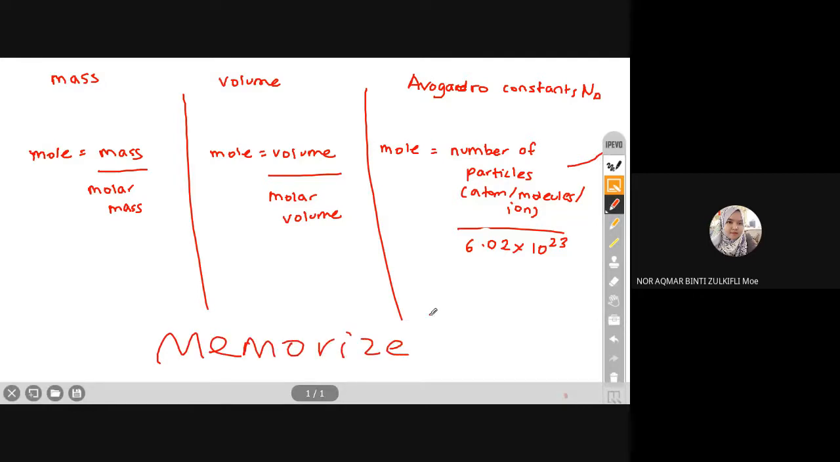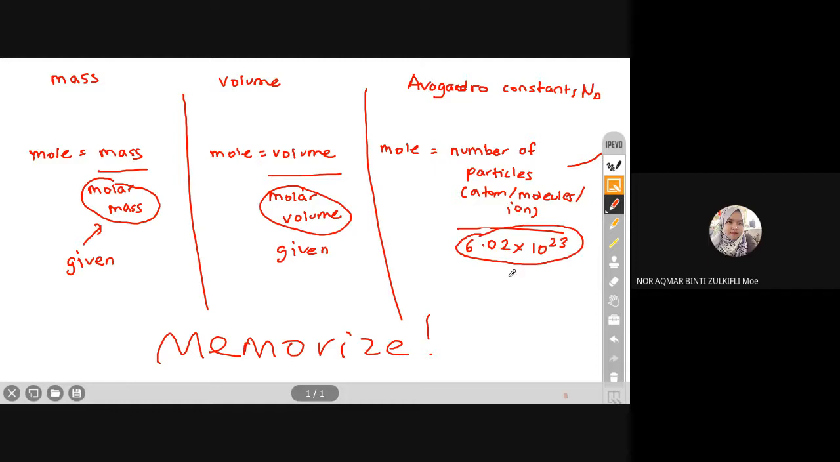Because the formula is not given. The given values in the examination are these: molar mass is given, and molar volume is given. This one you already did in exercise 3.5, 3.6 and 3.7, so that's why you must try. Whoever has not tried exercises 3.5, 3.6 and 3.7, please try. This one is also given.